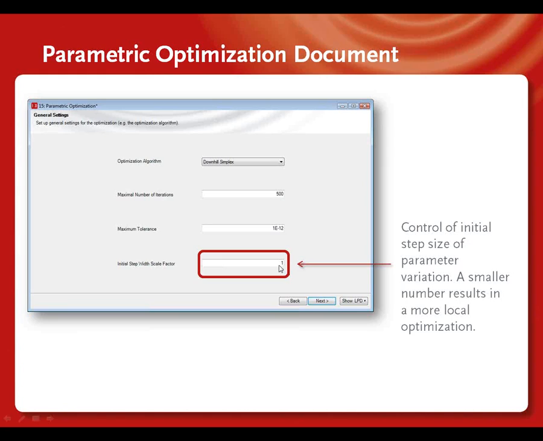So if you select a scale factor between 0 and 1, it means that VirtualLab will make smaller steps when it starts this optimization. And if you set a scale factor larger than 1, it means VirtualLab will do larger steps, so it will also search a little bit larger area around these initial start values when it starts this optimization.